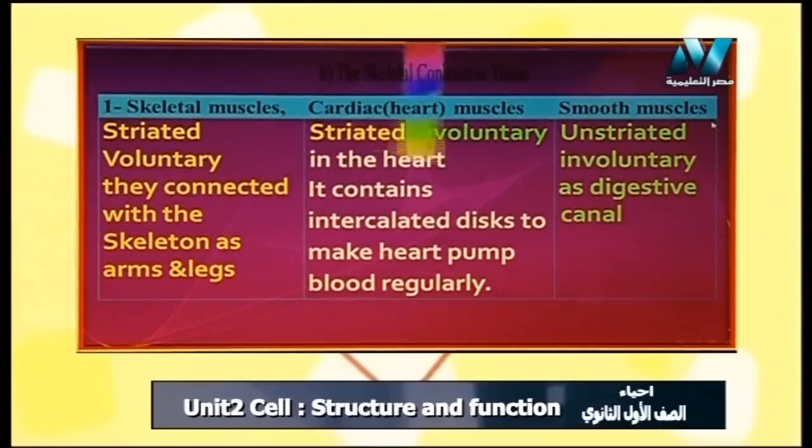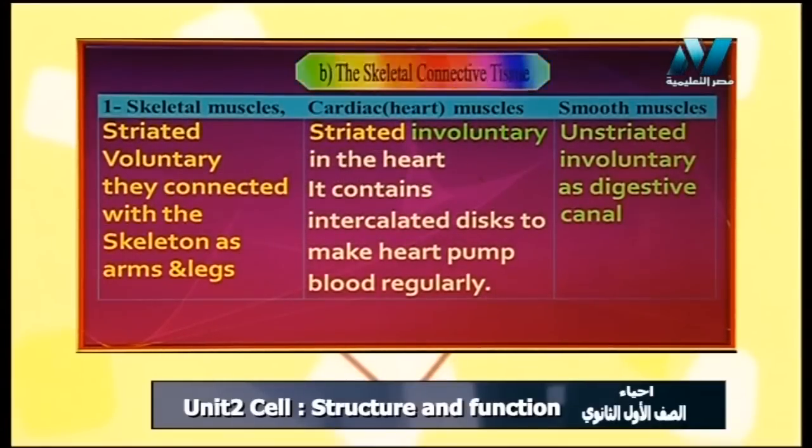نشوف comparison كده بين ال three types of muscular tissue. The first is the skeletal muscular tissue. The second is the cardiac. The third is the smooth muscles.